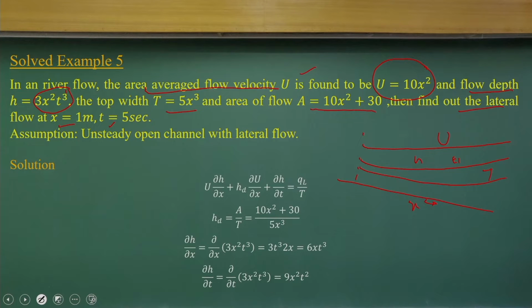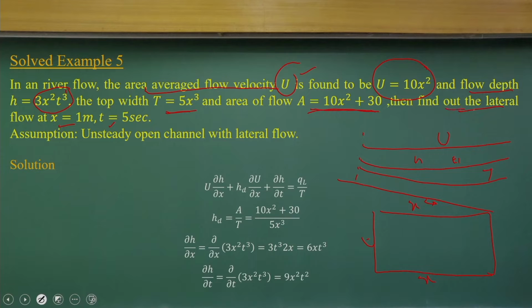So I am representing that in the x and t space, these average velocities have functions, the flow depth has a function, top width has functions, and the flow area is also a function of x. These problems look very difficult, but they are not. All these flow variables, velocity, flow depth, top width and area of flow, we define in terms of x functions or t functions.